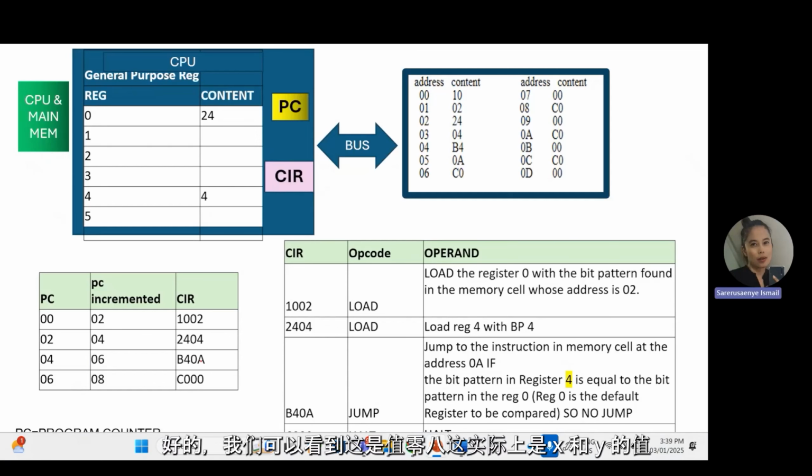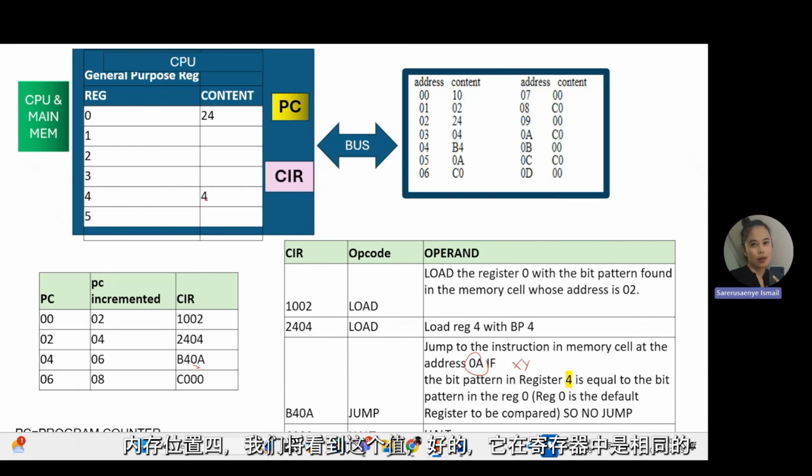Okay, we can see here, this is the value 08. This is actually the value of X and Y. But they said you're going to jump this instruction if you found the bit pattern in the R register, R in here is a 4. So it may be referred to the new of the register memory location 4. We're going to see this value.